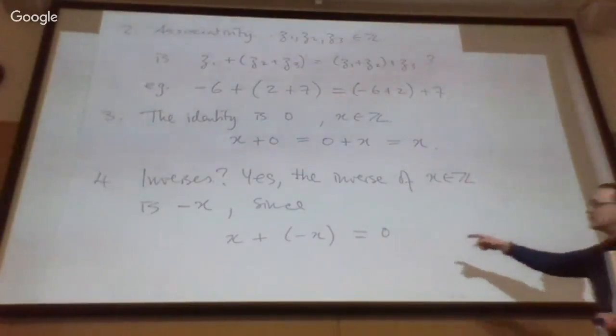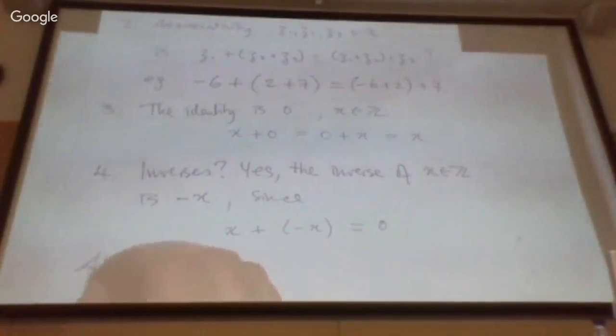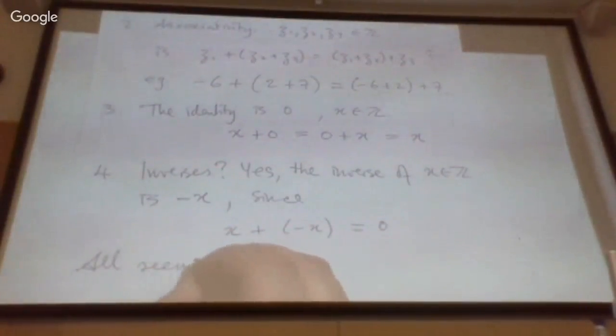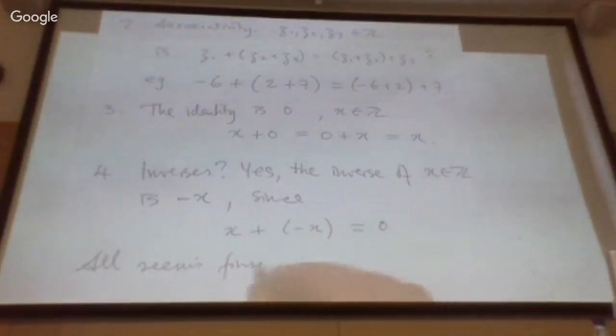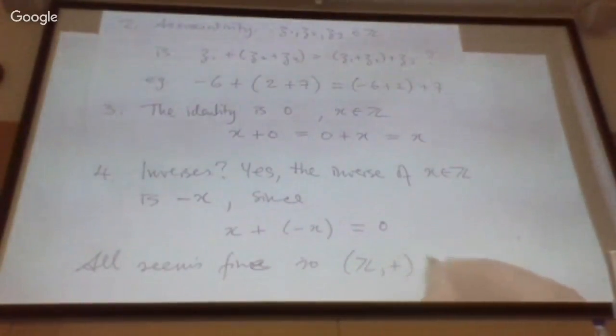Note here we don't use the superscript -1 notation. Superscript -1 notation is kind of multiplicative notation. But we wouldn't use multiplicative notation to talk about an addition-like operation. So here the inverses are denoted as negatives. So all this seems fine. So the integers under addition is a group.